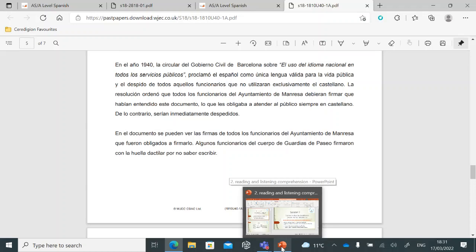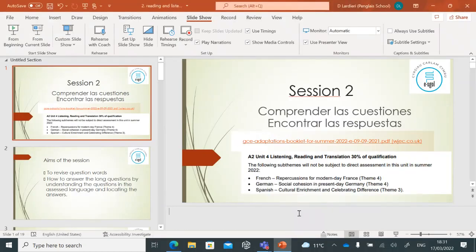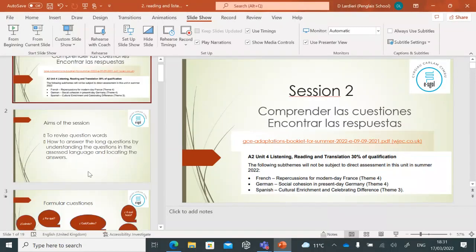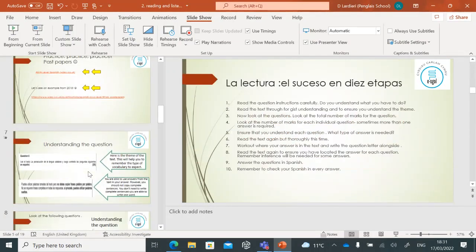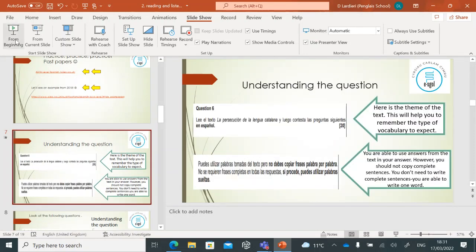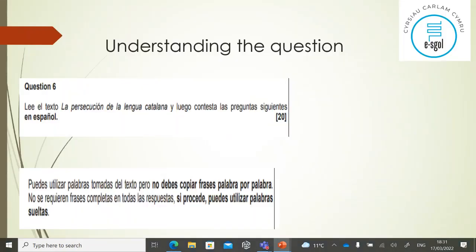So we're going now, we read through it. Did you get what the text was about? It's worthwhile to take this first step, a minute or two to read through it. Just read the general thing, even if you don't understand the whole task, to get familiar with the general topic, the general idea. So the question says, lee el texto La persecución de la lengua catalana y luego contesta las preguntas siguientes.